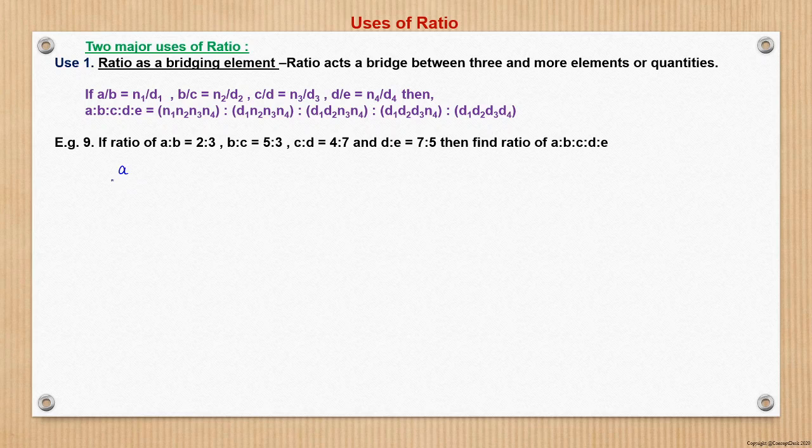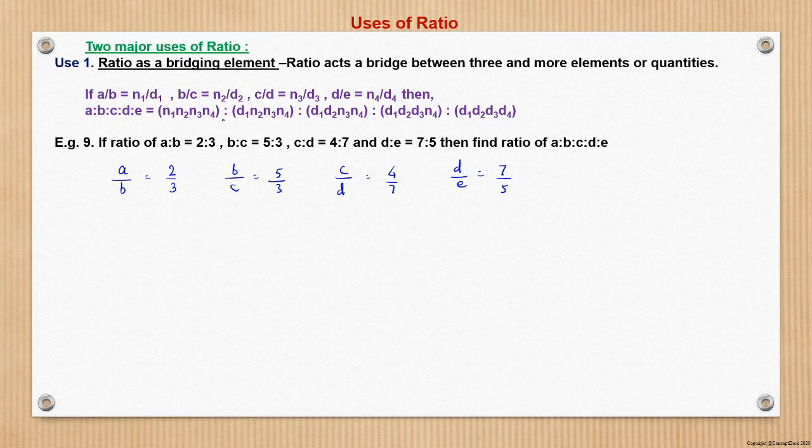So A by B is given as 2 by 3. B by C is given as 5 by 3. C by D is given as 4 by 7. And D by E is 7 by 5. This would have been really difficult, I mean time consuming, because there are 3 balancings we would have to do: B, then C, then D. It would have taken a bit of effort.